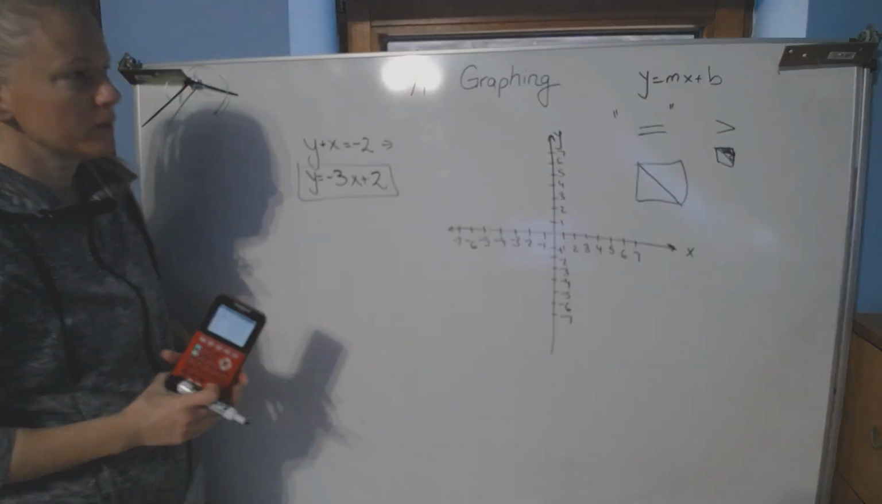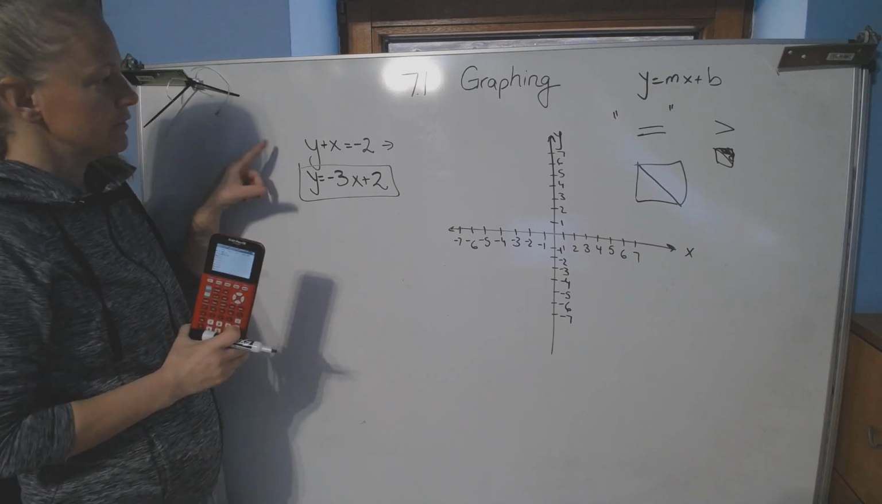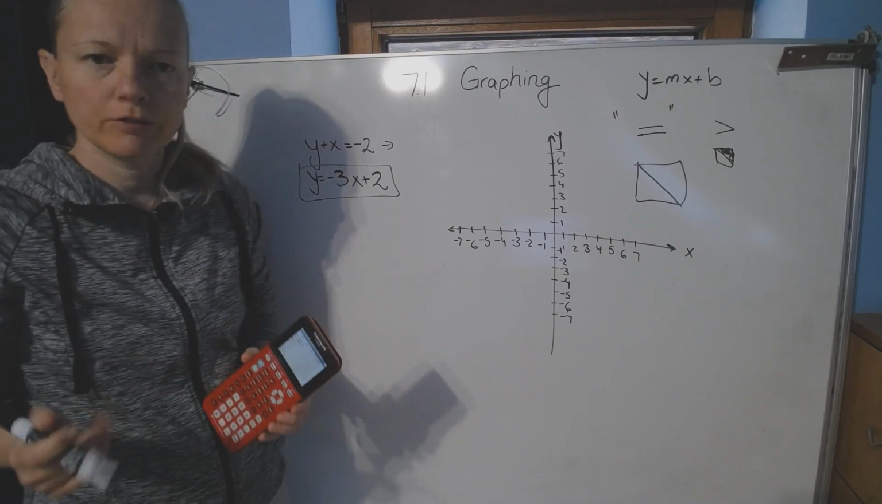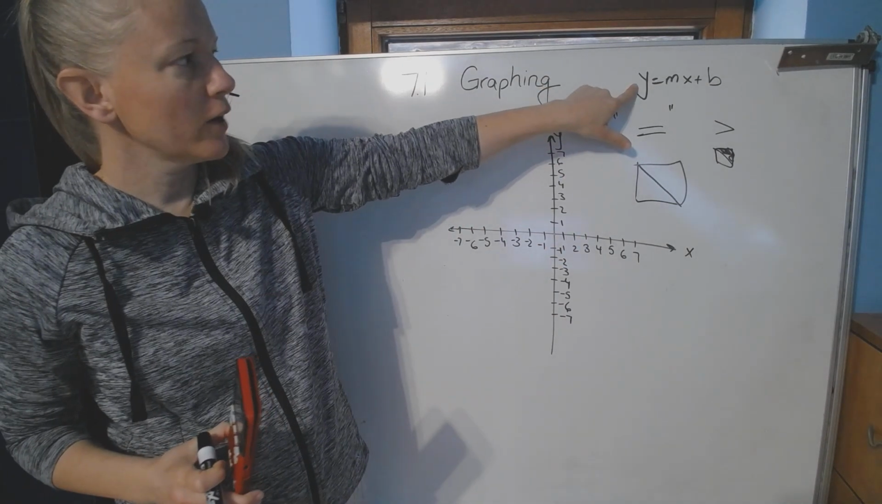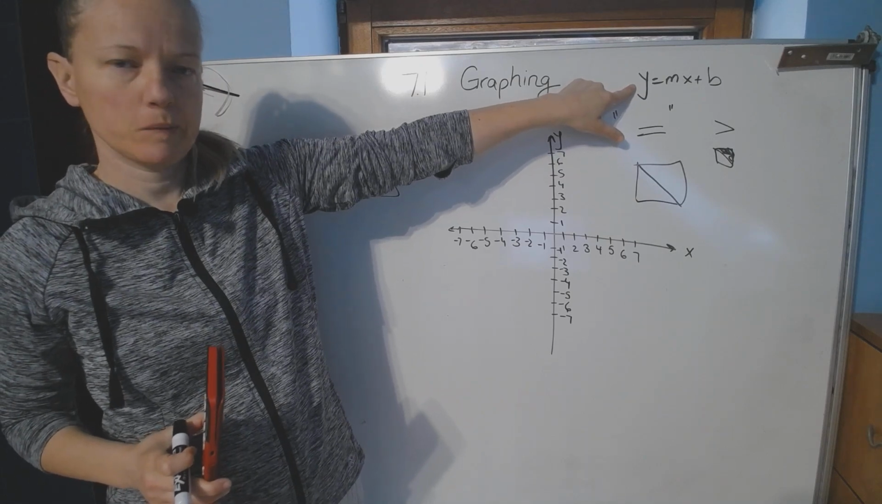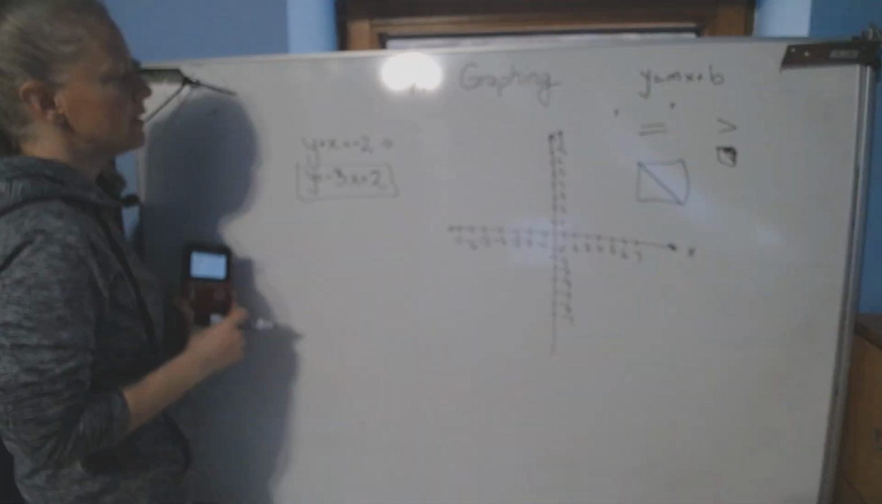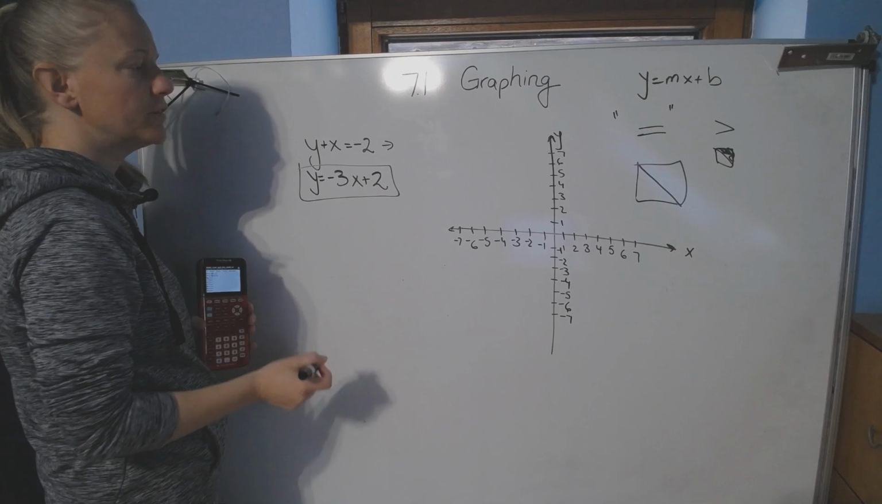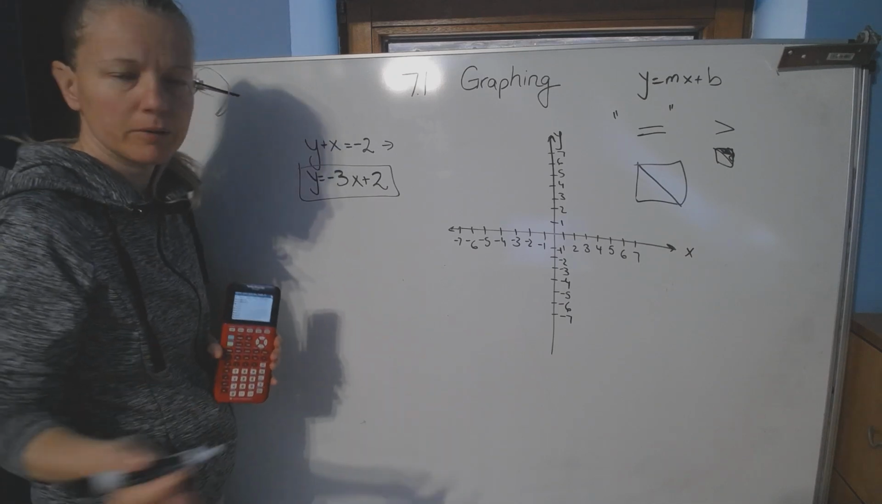Let's go into this really fast. I changed the first equation a little bit just to remind you of a few things. First of all, you can't graph until you get to y equals mx plus b. So I have y plus x equals -2. The book has it set up correctly.